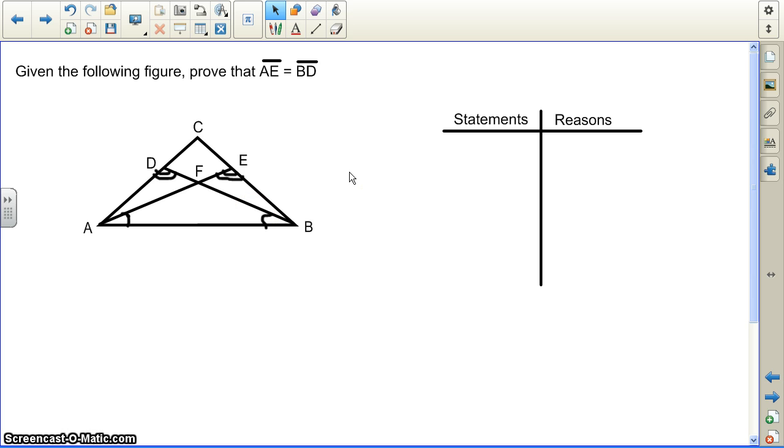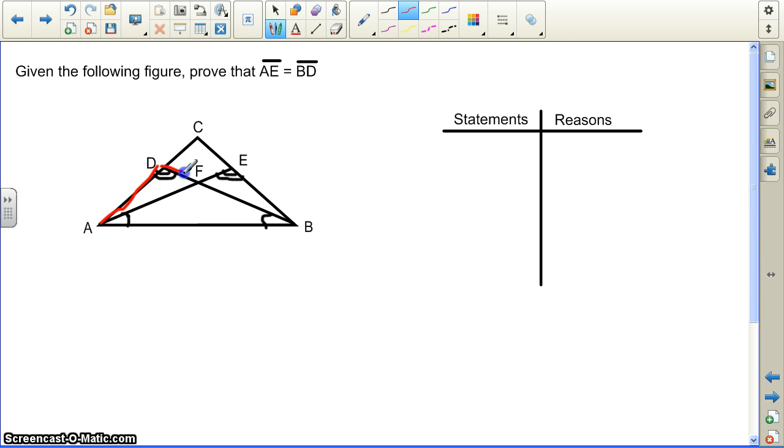All right, so in the following figure, we want to prove that segment AE is congruent to segment BD. Okay, so the first thing that we need to do is list everything that we're given in our picture. And before I start doing that, I want to use a couple different colors to outline the triangles that we're going to be looking at.